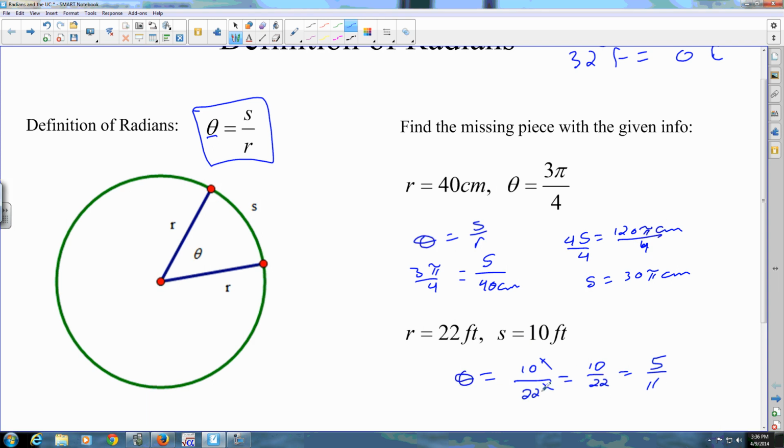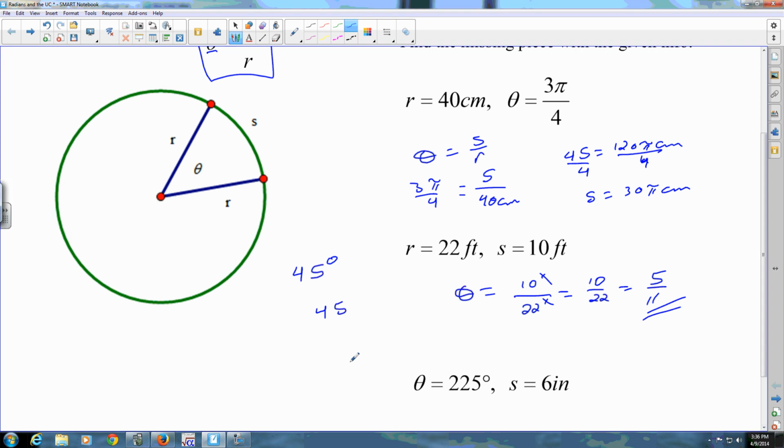They're unitless. That's why I've been telling you guys, if you want to write 45 degrees, you need to put the degree symbol. Because if you write 45 without any symbol there, it means 45 radians, because radians are unitless. Okay, let's try this one. I want to use theta equals S over R. Theta is 225 degrees. Whoa, wait a minute. You guys, this is the definition for radians. You can't fill degrees into it. So once I show you how to convert from degrees into radians, we'll come back and finish this one.